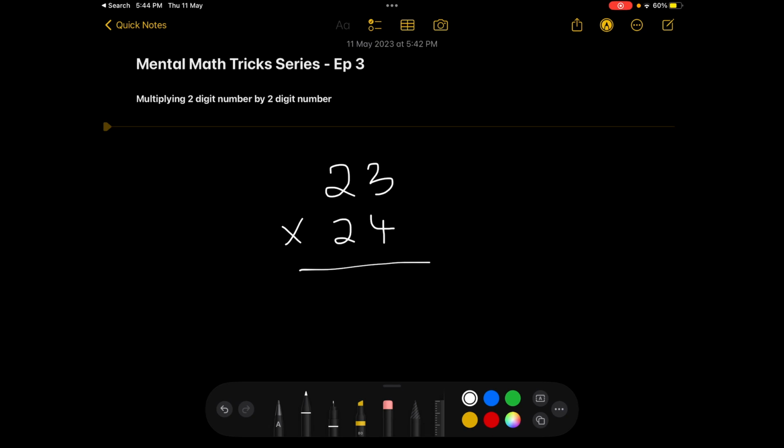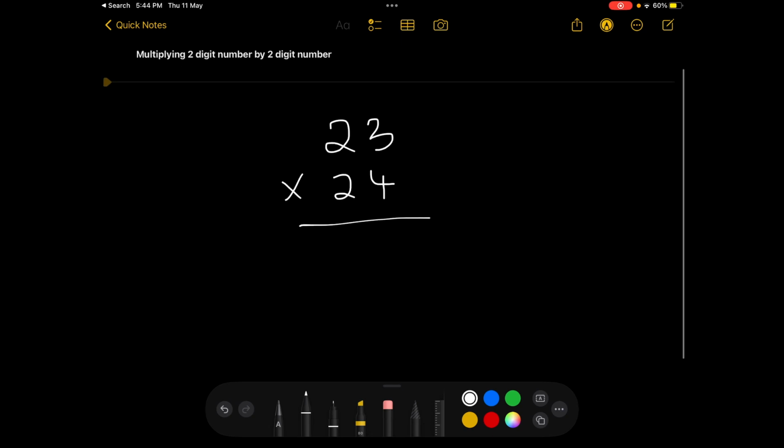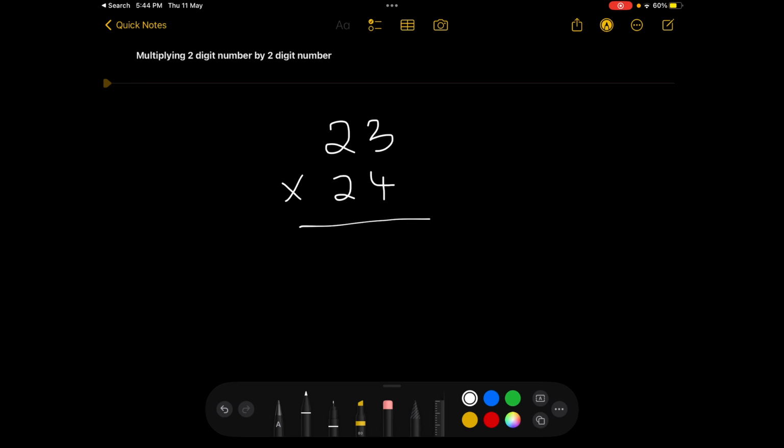Now, first example, we have 23 times 24. For those who are new here, I will be going through the traditional method and the new method. It's not new, it's just that it's a faster method. So traditionally how we do this is, we take 3 multiplied by 4, we get 12.